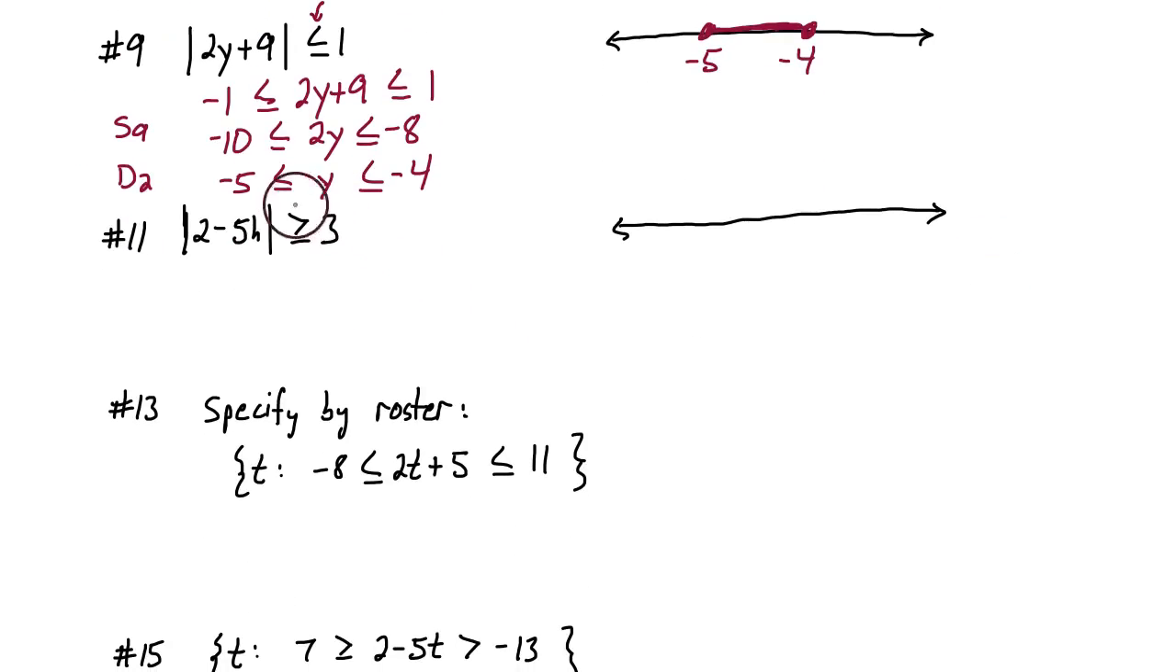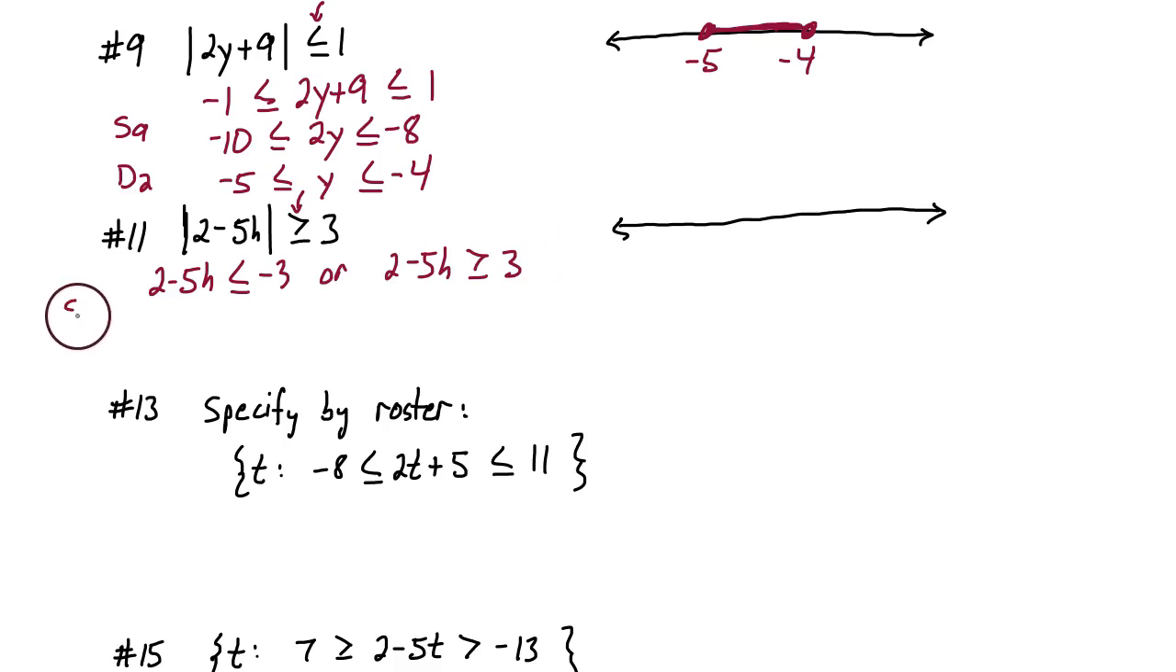Number 11. This one has the greater than symbol. So here's how you rewrite it. The expression in the bars is less than or equal to the negative of the 3, or the expression in the bars is greater than or equal to 3.